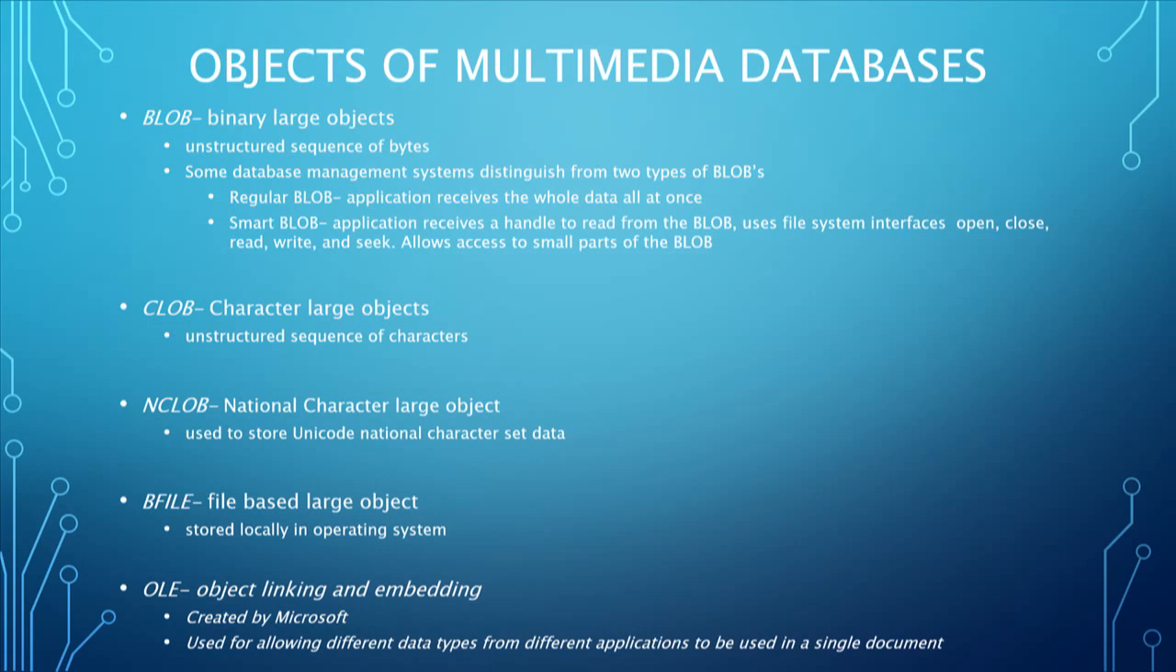You can also have a clob, which is a character large object, just stores unstructured sequence of characters. There's also the nclob, which is national character large object, and that's used to store Unicode national characters. The B file is a file-based large object. Use those to store the files locally on your own operating system. You can also do an OLE, which is object linking and embedding. This was created by Microsoft, and it was used for allowing different data types from different applications to be used in a single document.